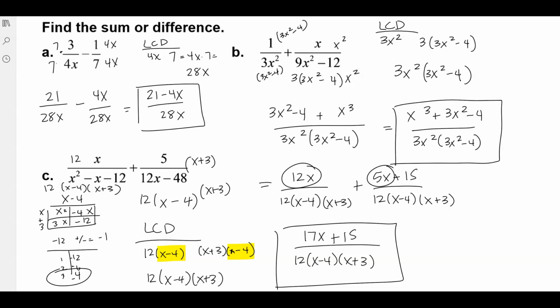And then C, you have 17x plus 15 over 12x minus 4, x plus 3. So when you're looking at your common denominator, you always look and see what they have in common. So for example, B had a 3 in common, C had an x minus 4, so you don't have to re-multiply that to the ones that already have that there. So just something to look out for. And if they don't have anything in common like A, you would just multiply those together. So that's how we got that 28x, because you do 4x times 7, which gives you that 28x.